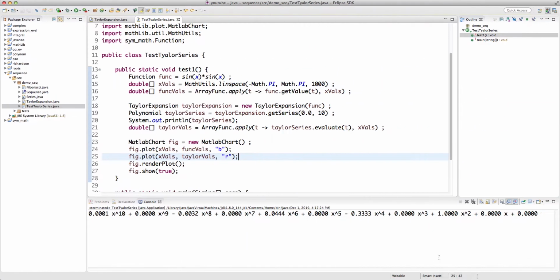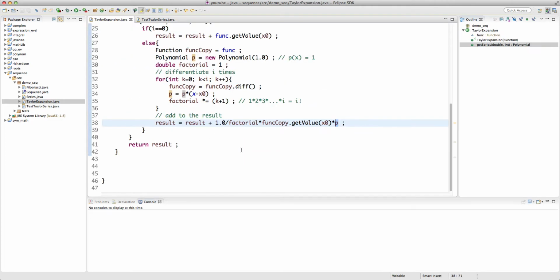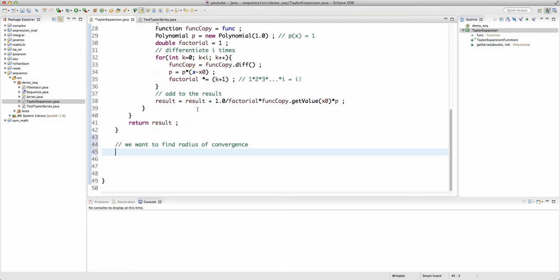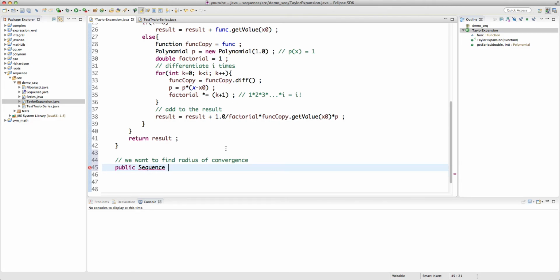All right, so let's go ahead to Eclipse here, and in our Taylor series class, Taylor expansion class, what we want to do is find the radius of convergence. So first I'm going to create a public sequence, a sequence that basically represents the nth term, the terms of the coefficients of the Taylor series. So we're going to basically get the term at double x0, or maybe let's call this Taylor coefs and int n.